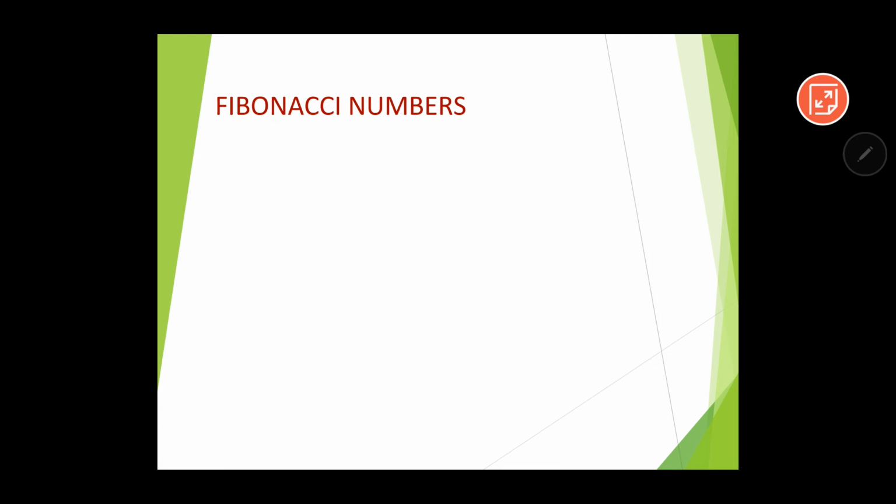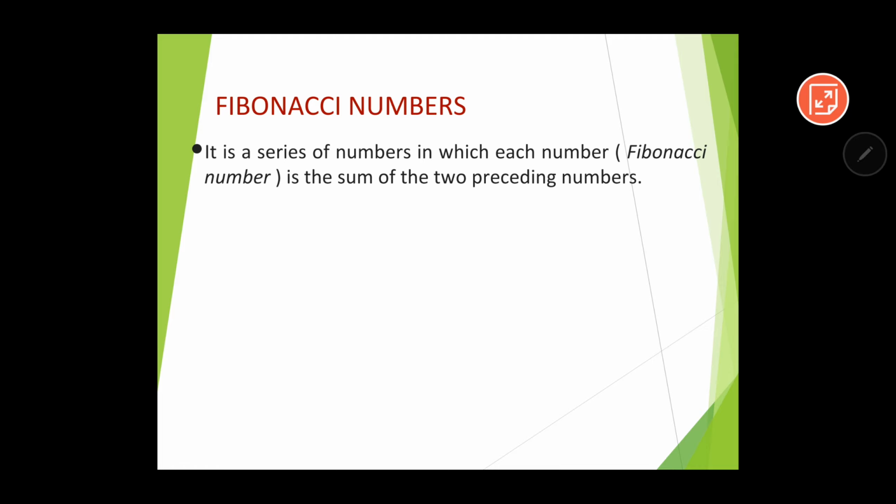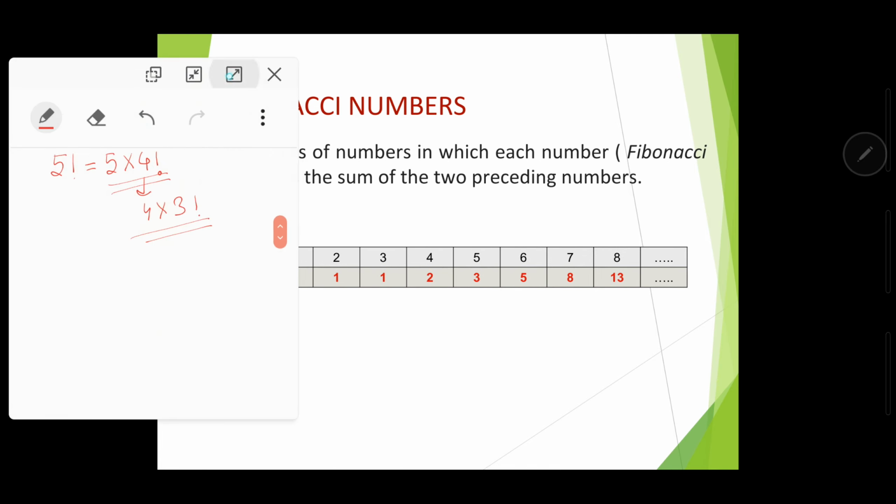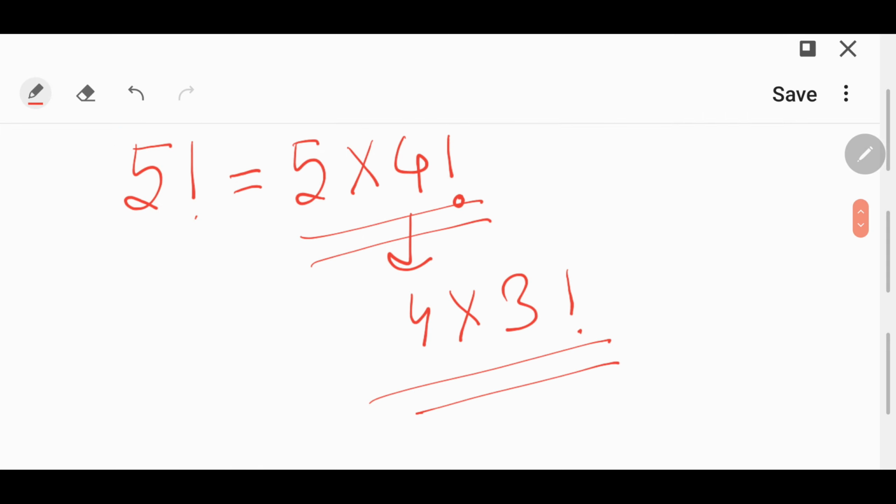Okay, now let's go to our last algorithm, which is Fibonacci numbers. I think we have already done Fibonacci numbers in class 11, but now we will do Fibonacci numbers using recursion. So what is a Fibonacci number? It is a series of numbers in which each number is the sum of the two preceding numbers. Okay, so here is the Fibonacci series. Let's try to make you understand the concept of the Fibonacci series.